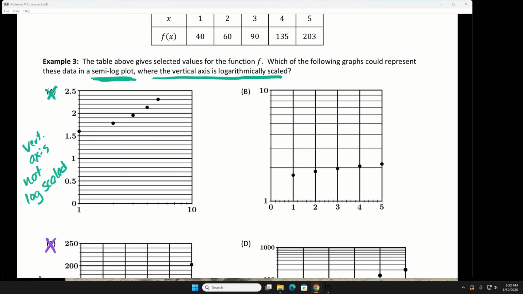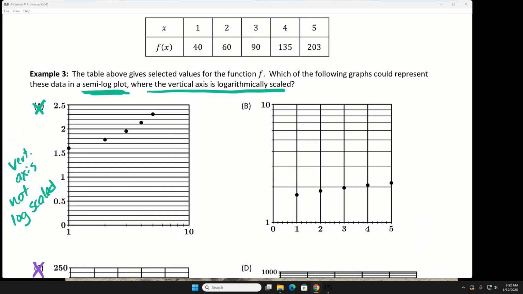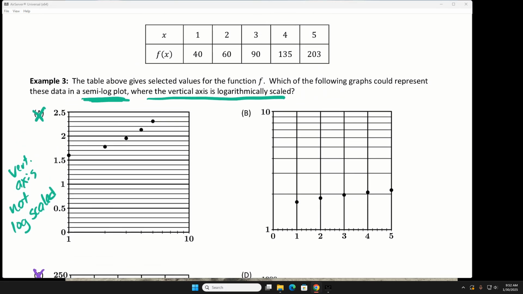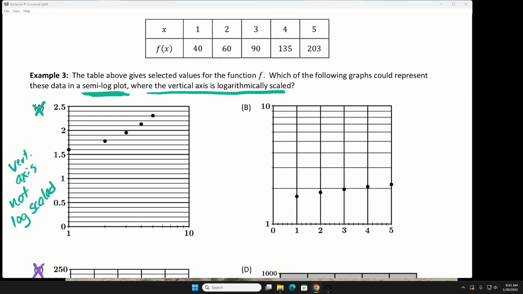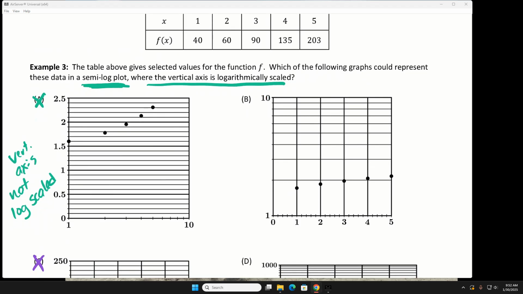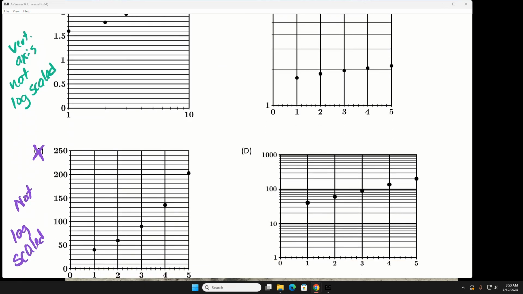So at this point, we would want to look at the values. When x is 1, the y needs to be 40. Well, this one just goes from 1 to 10. Is there any way that that's 40? No. So it is going to be D.